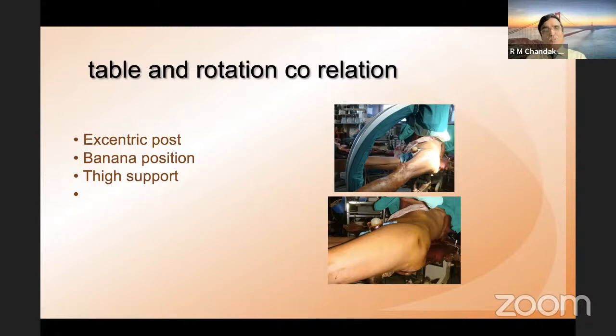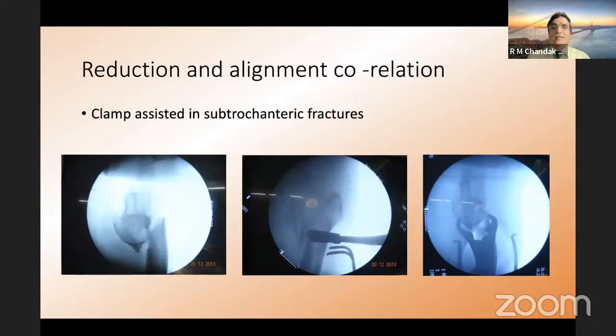If you are using a banana position, it is a bit different. And if you are using a thigh support to elevate the knee to get better imaging for locking distally, the position is a bit different. So reduction and alignment correlation also is to be done, taking into account the rotation of fractures.